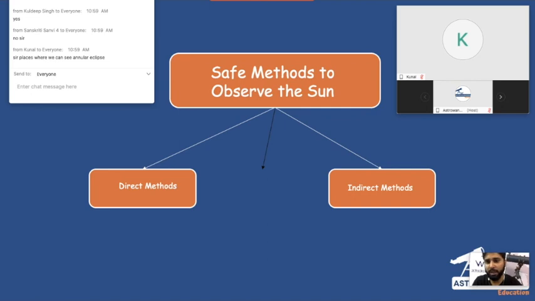Kunal, I just answered your question, right? Places where we can see annular eclipses are Suratgarh in Rajasthan, Sirsa in Haryana, Kurukshetra in Haryana, Yamunanagar, Dehradun, New Tehri district. So these are some places where you can see the solar eclipses in India.